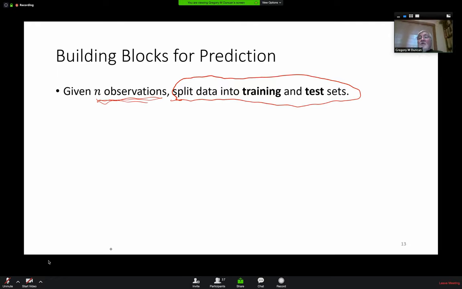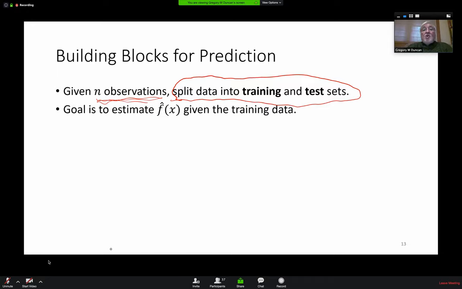I regularly work with sets that will have 1.5 million independent variables and 4 or 5 billion observations. And you can easily break those up into training and test sets. And so this is something that we're going to emphasize in this course. And the goal is to estimate f hat of x given the training data. So the training data are what you're going to use to fit your model or estimate your model.